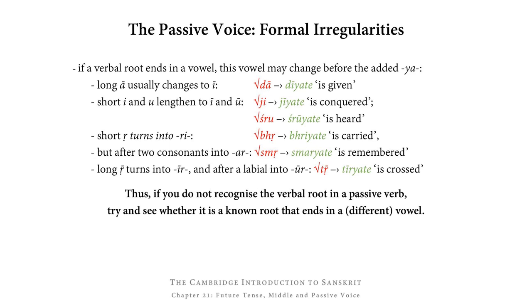Basically, in a nutshell, if you do not recognize the verbal root in a passive verb, but you recognize that it's a passive form you're looking at because you see the ya and the middle ending, what you should do is try and see whether you are looking at a root that you know, but you simply know this root as ending in a different vowel.